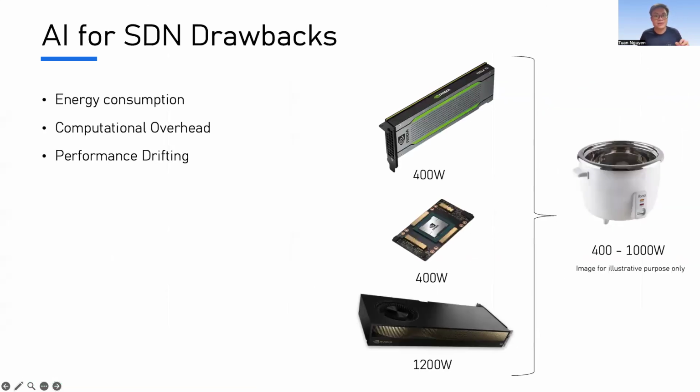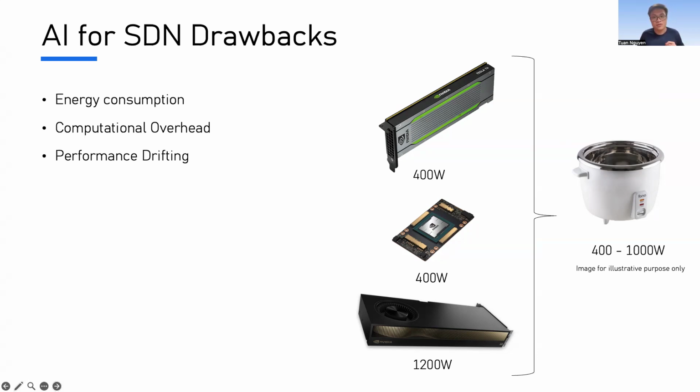Despite having many benefits using AI for SDN, there are some drawbacks we need to consider. First is the energy consumed. For the relative comparison for the energy consumed for all currently common NVIDIA GPUs, we can see that T4 and A100 GPUs consume approximately 400 watt on average, while Blackwell GPUs consume around 1200 watt on average, which is comparable to a rice cooker, ranging from 400 watt to 1000 watt.